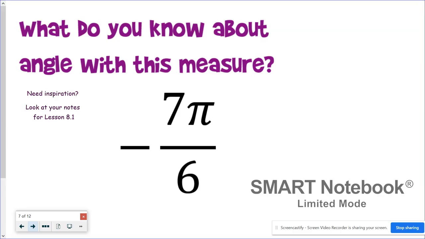But I want you to realize you already have quite a bit of knowledge that's necessary for doing such a problem. Because basically it all comes down to the angle. So this angle, -7 pi over 6. What do you know about an angle with this measure? Just tell me everything you know regarding this measure.